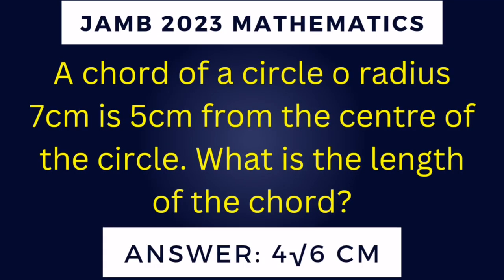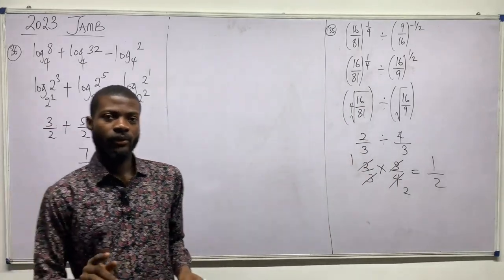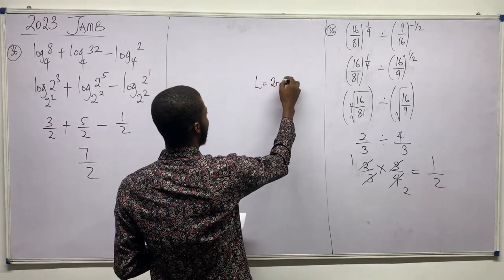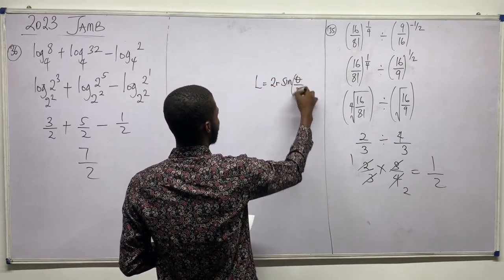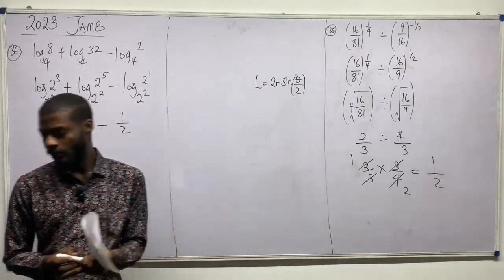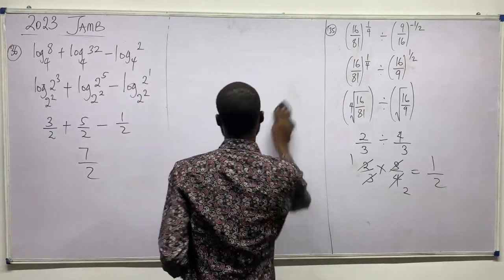A chord of a circle of radius 7 cm is 5 cm from the center of the circle. You are asked, what is the length of the chord? Please, don't mistake this. When there's an angle, the length of a chord is 2r sine theta over 2. That's when there's an angle. But in this question, there is no angle, so we're not going to be using that formula. But take note of this formula.